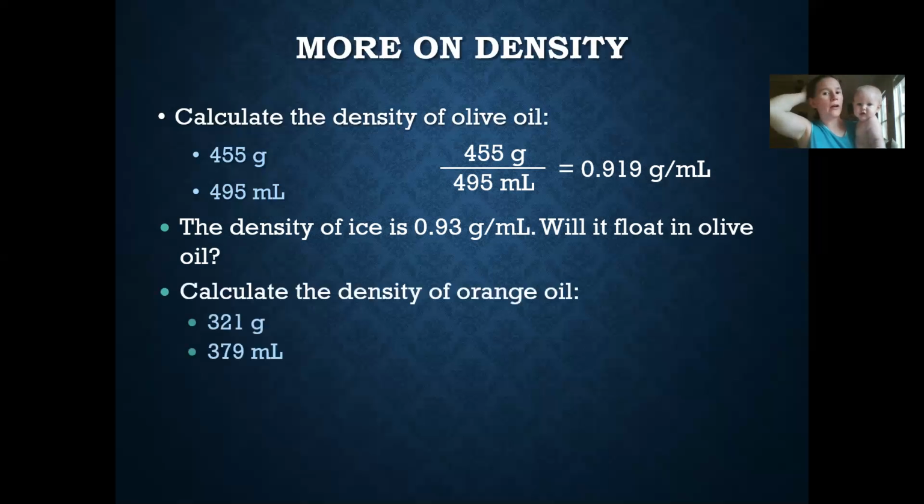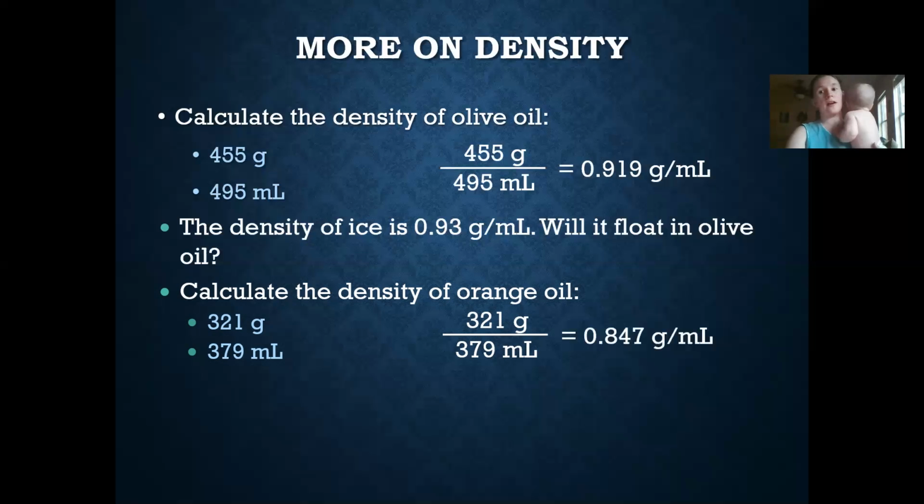So now we're going to look at orange oil. Let's say you measured 329 grams in 379 milliliters. So we're going to rewrite that, 329 grams over 379 milliliters, which equals 0.847 grams per milliliter, and that's the density.